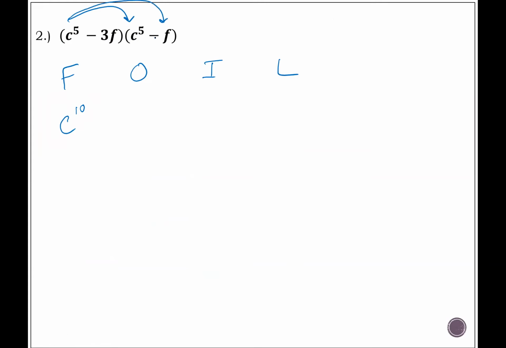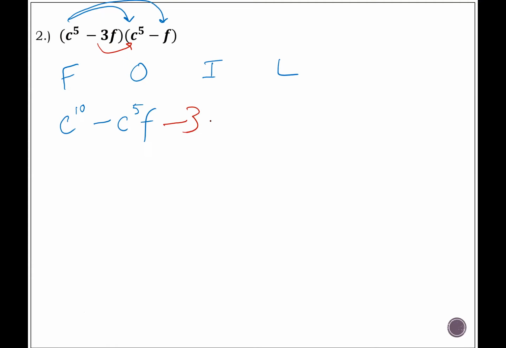C to the 5th times F, there's a minus there. I'll just write minus C to the 5th F. There's not really any numbers to multiply. I mean, it's 1 times -1, which is -1. So there's my minus sign. Now I'll keep going. -3F times C to the 5th, minus. So I'll just write -3. Now, I could just write F C to the 5th.